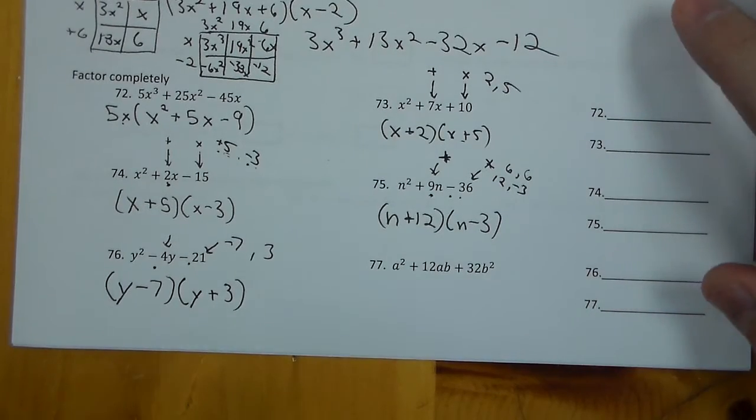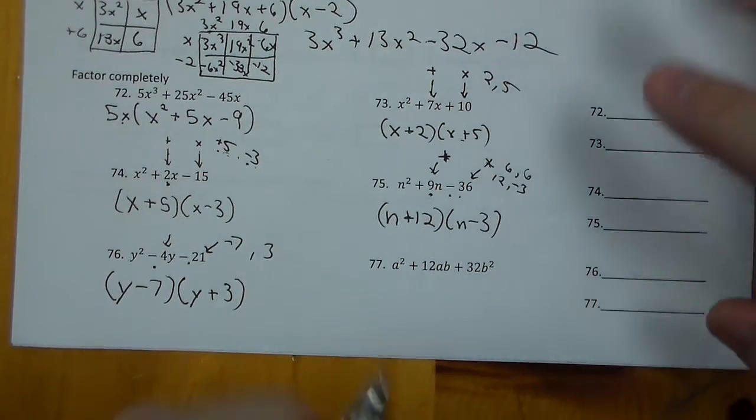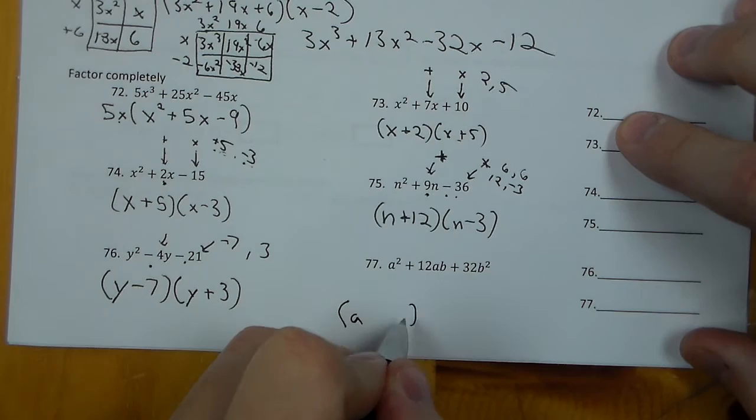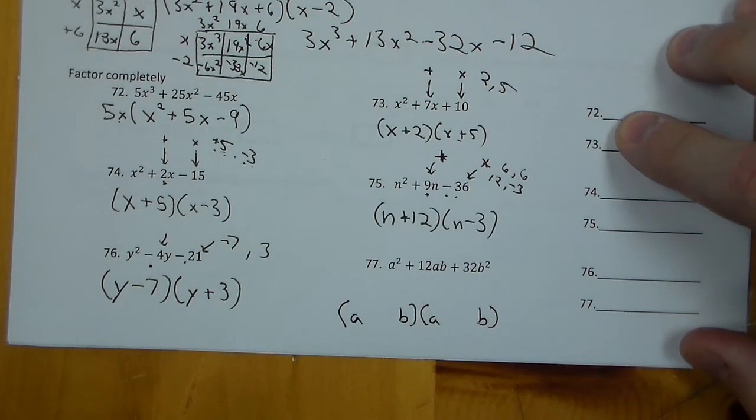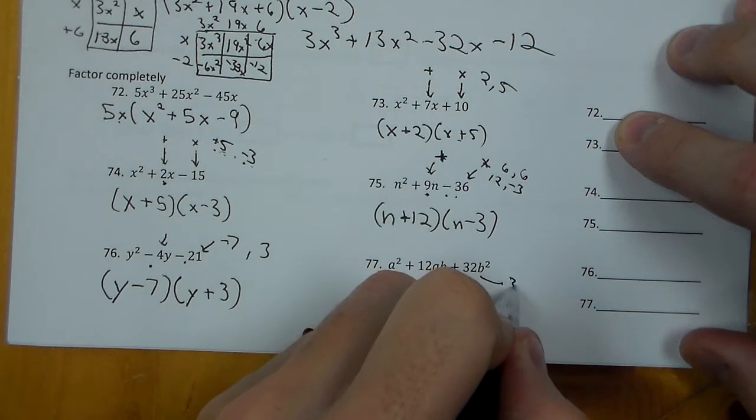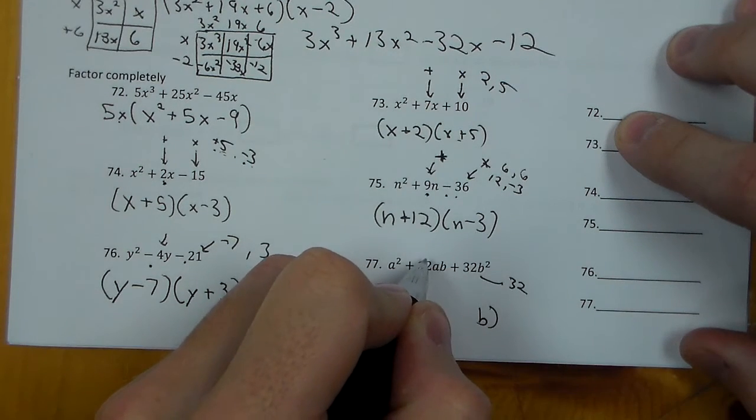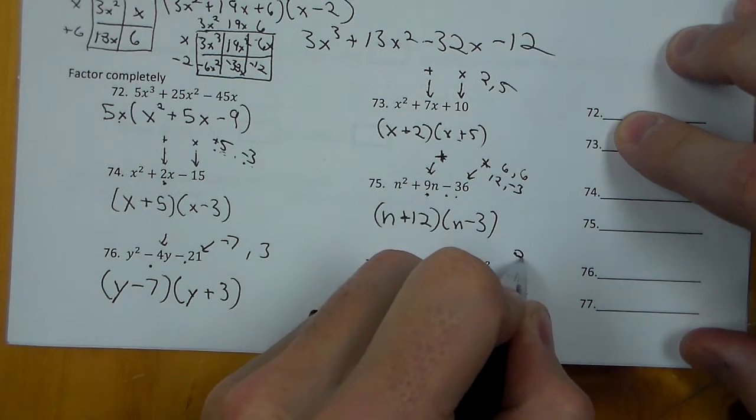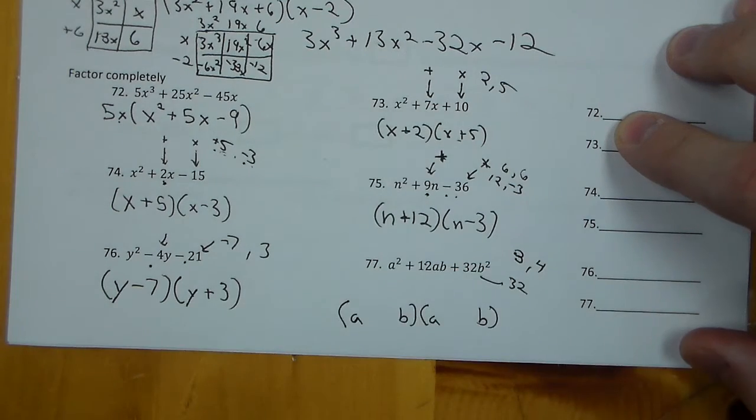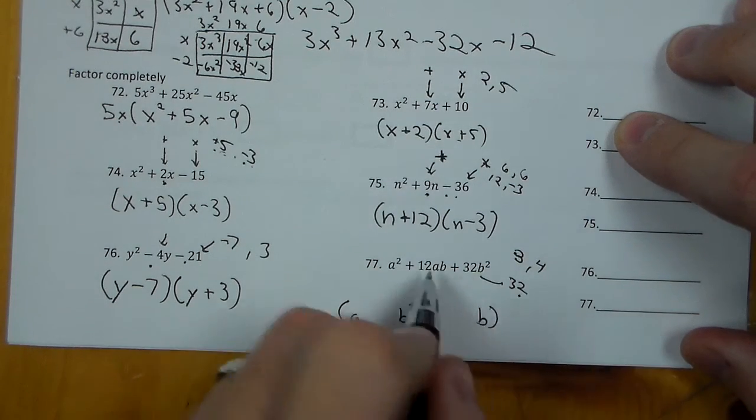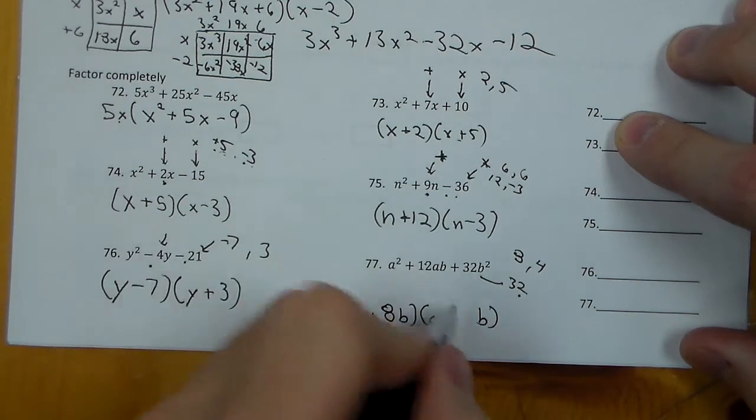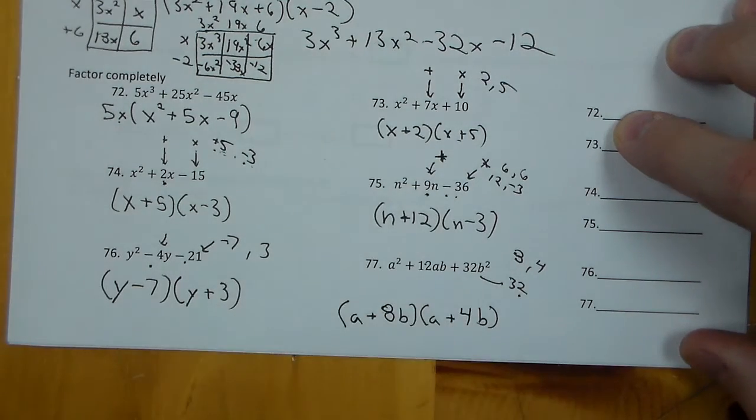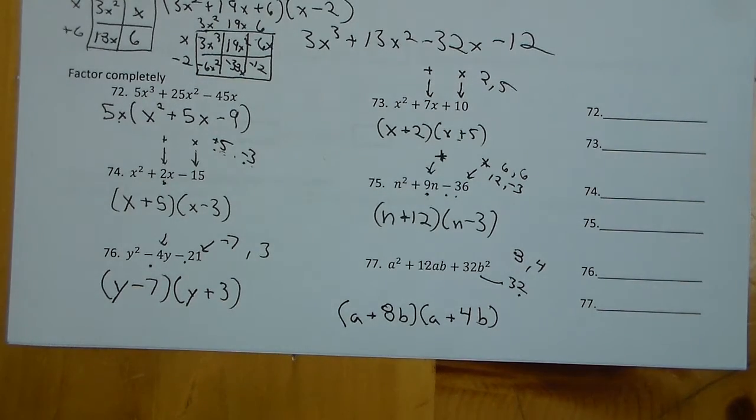Now 77 all of a sudden adds some more variables in. All this problem means is it's now going to be a something b, a something b, and it's going to follow the same process as before. How can I get to 32 that adds to 12? Well, 32 is 8 and 4. So 8 times 4 is 32, 8 plus 4 is 12. So that's going to become a plus 8b, a plus 4b as my two factors.